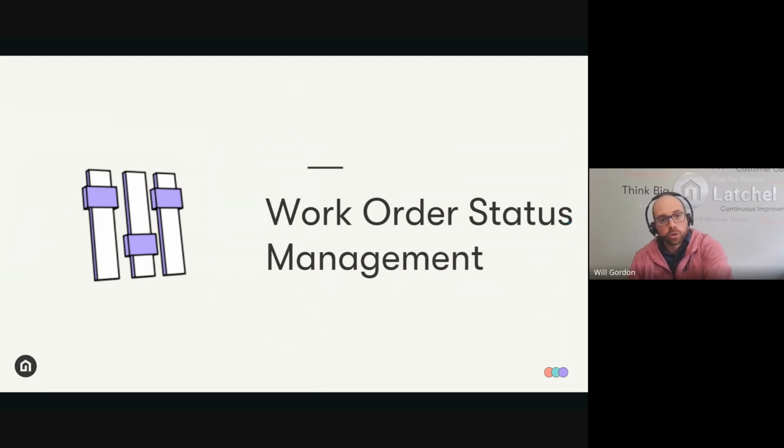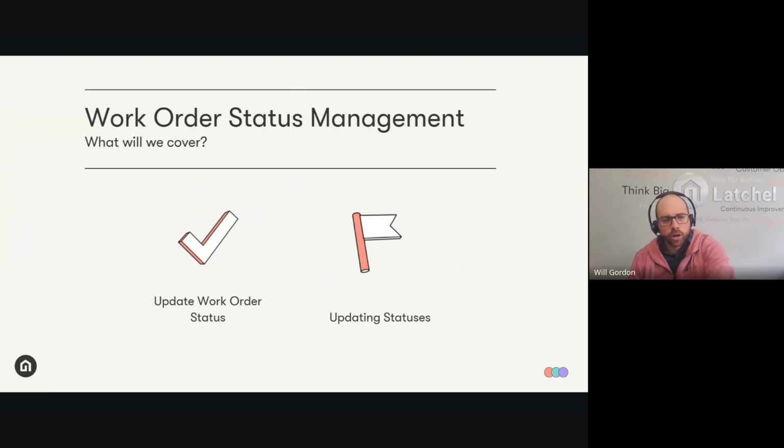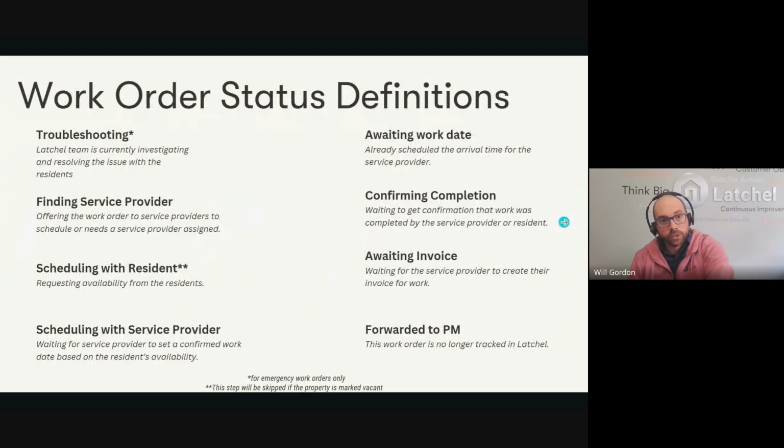So now we're moving on to work order status management and how to change the work order state. So I already showed you through the other actions menu that you can change those statuses as you'd like, but we're also going to go over the definitions of all of these work order statuses, because it may not be the most obvious what anything means inside of the Latchel system for different statuses, because we work differently than other property management systems.